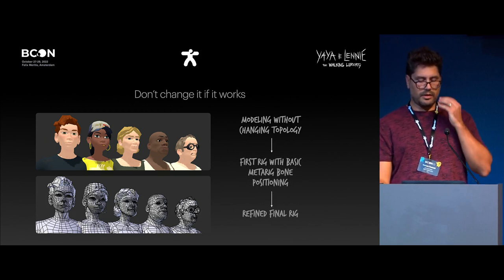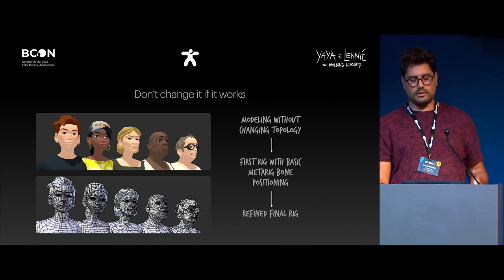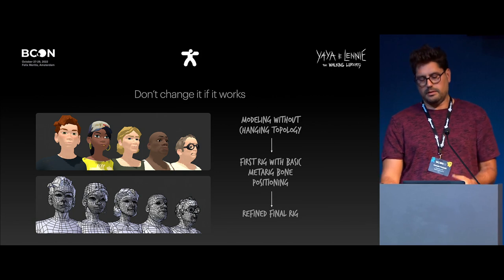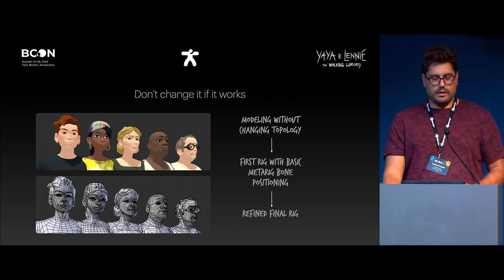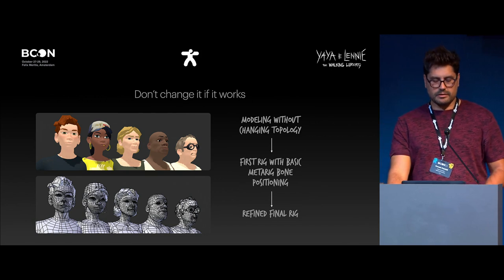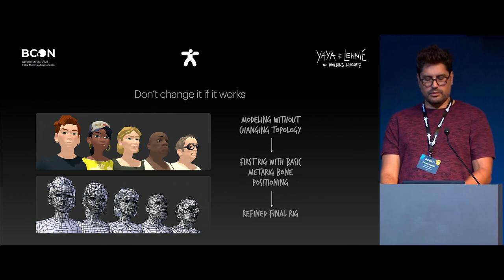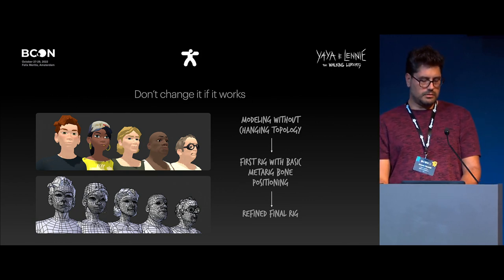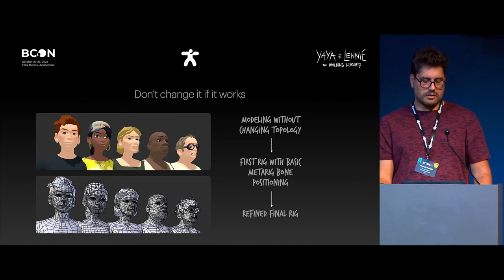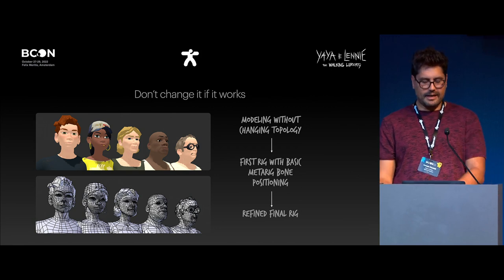This is the first important thing. I made just the first rig with all the vertex weights, the best rig that I could make at the time. And by modeling without changing the topology, you can see I picked five random characters. Two of them are some of the protagonists, and the other three are general. The one in the center is just somebody in the background, and the last two are some secondary characters.